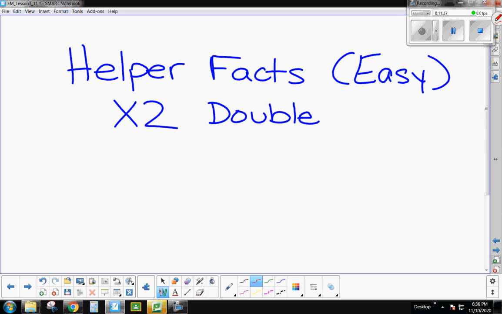Times 2 could help me solve times 3, couldn't it? Because if I know 2 groups of something, I could just do 3 groups. I just have to add on another group. All right, let's think about another helper fact.